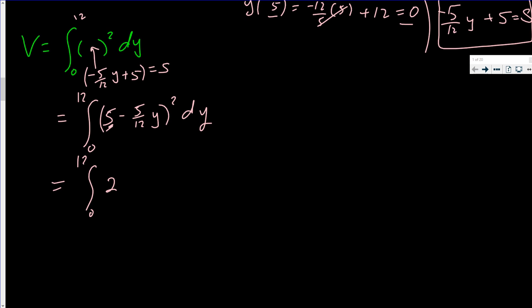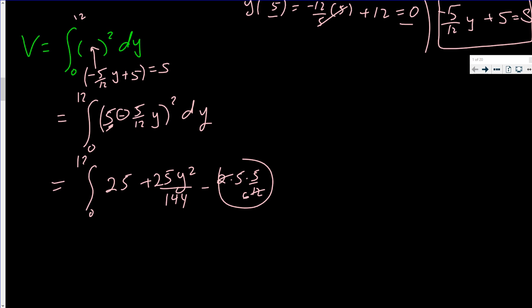You get the first squared, you're gonna get the second squared: 5 squared, y squared over 12 squared. Minus, because there's a minus, you're gonna get 2 times the first times the second. Well, the 2 goes into the 12 6 times. So you're gonna get 25/6 dy. Okay, and from here, it's routine.